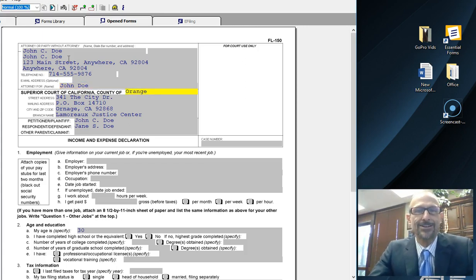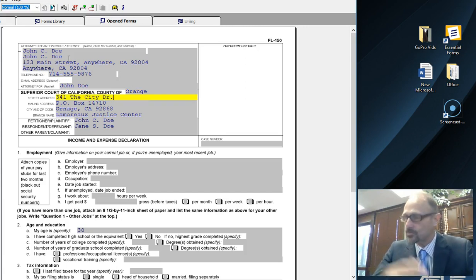The next box down, it says Superior Court of California, County of, and then there's a blank. So if you're filing in Los Angeles, put Los Angeles. If you're filing in Orange, put Orange. If you're filing in Stanislaus County, put Stanislaus. Then you put the address of the court, and just like every other form, it's real easy. Just Google the address for the court that you're filing in, and you can get that court address.